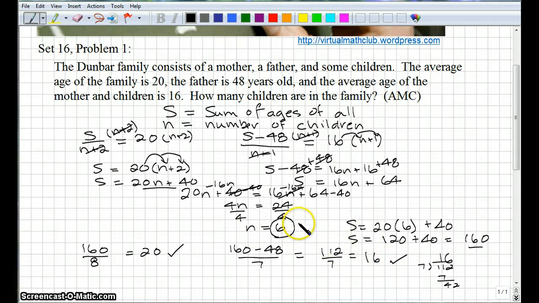So we have confirmed that this is our answer. The number of children in the family is 6.